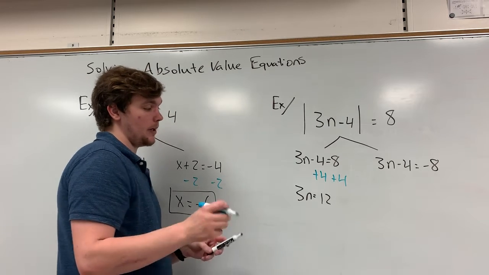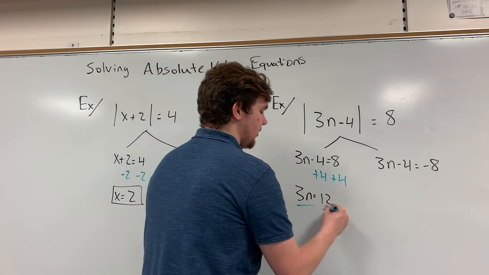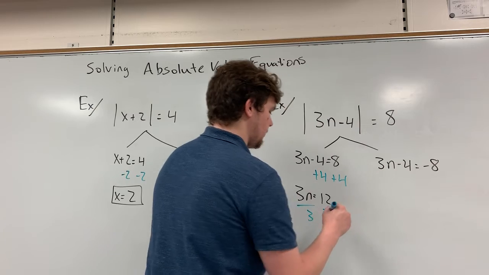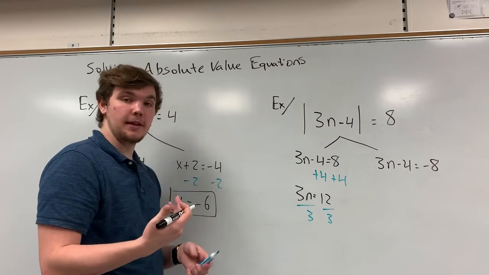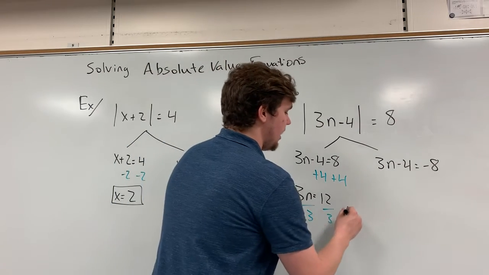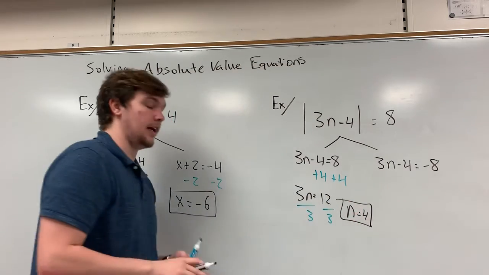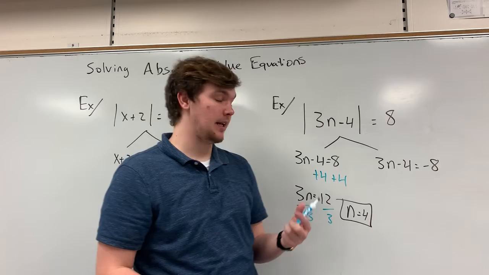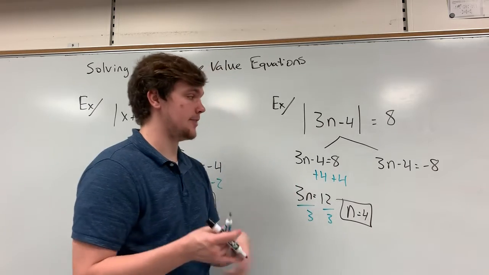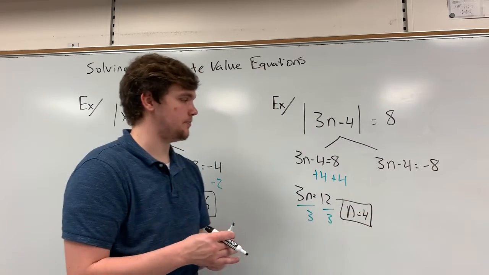Okay, and then I'm going to go ahead and divide everything by 3. And when I divide both sides by 3, I get n equals 4. Okay, and that's one of my answers, right? But I still need to get one more, right? I still got to get this guy over here.